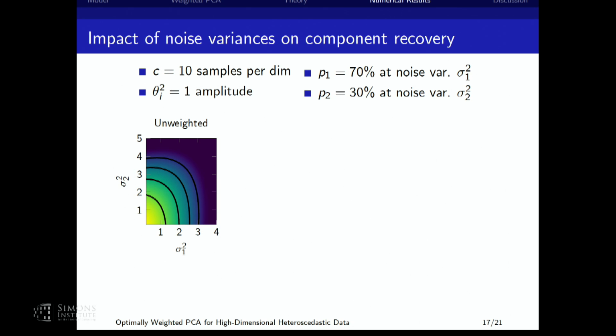Here's another plot that shows the recovery of the principal components, but in a heat map as we changed sigma 1 and sigma 2. This one is for unweighted PCA. This is from our prior work. And we can see that, if either one of the noise variances in two groups is large, then PCA will not do a good job of recovery.